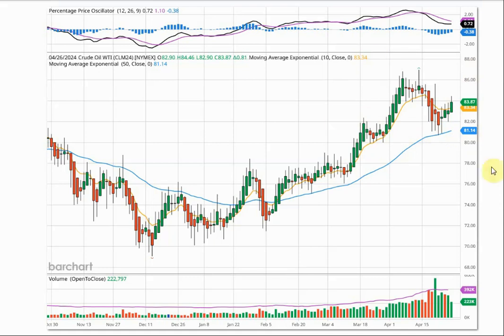And if things start to heat up in the Middle East, this thing could rocket much, much higher. And still, I think that a lot of money is to be made in the energy sector, specifically with crude oil. Okay, so please watch this one, crude oil.